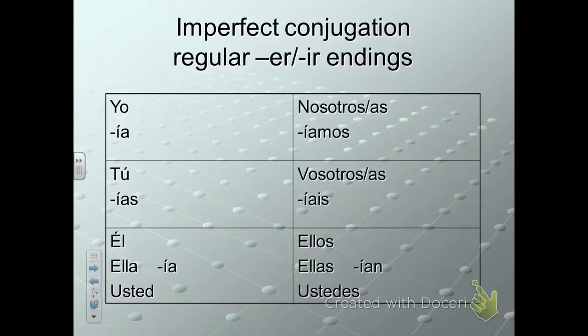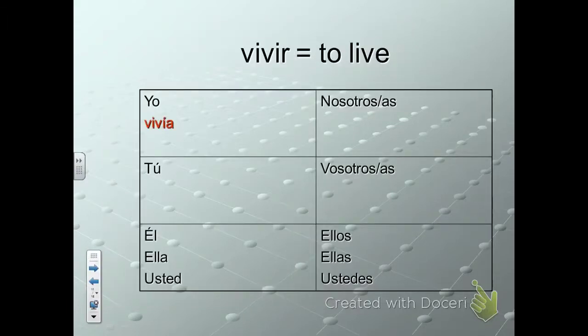So what's the one big thing you need to remember between ARs and IRs? IRs all have to have accents. Are ERs going to be the same way? Yes. Okay, good. That's the biggie. If you can remember that, you're well on your way. So here's an IR verb. Vivir. Yo form vivía. What would the tú form be, Austin? Vivías, good.